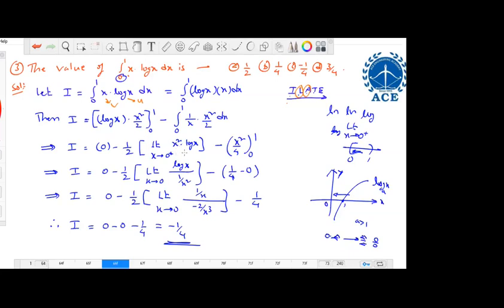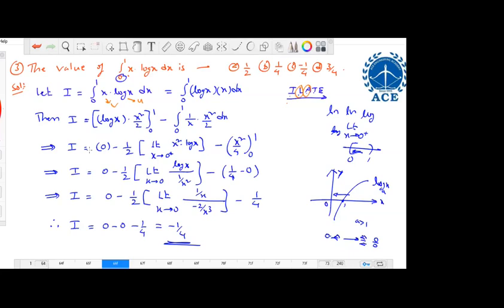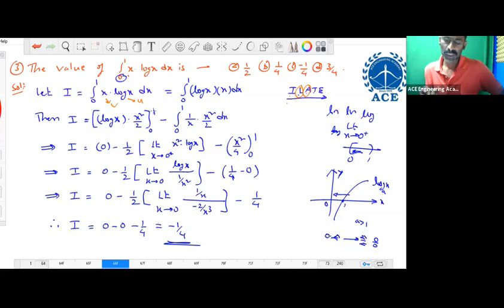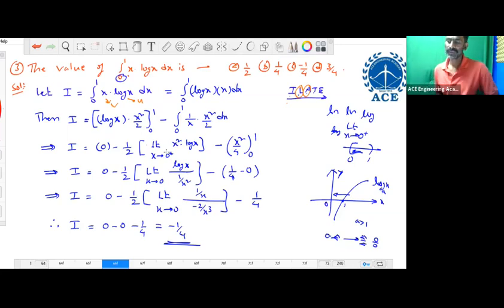Before that, you took 0, the answer there, for the lower limit. For the upper limit, we are getting 1 by 2 into log 1. Log 1 is 0. Next, we need to take 0 plus. The next one is the lower limit only.